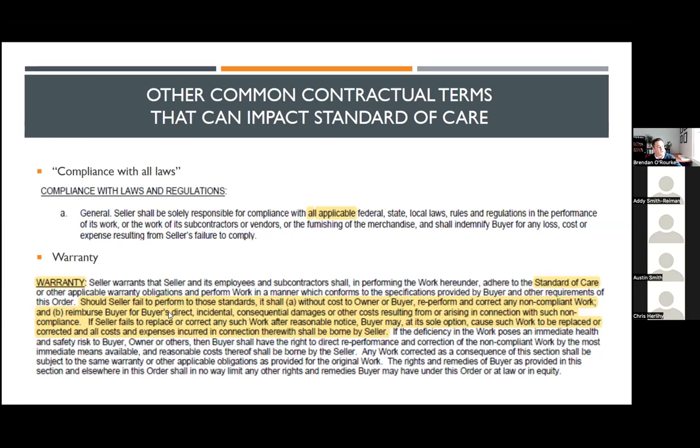Is you're on the hook for all direct, incidental, consequential damages and any other costs arising or in connection with the non-compliance. And in terms of damages, that is pretty broad. That to me reads as you're on the hook for anything under the sun or anything that may result from your breach. And that is not what the law requires. And so be on the lookout for warranties. If you see it, you're going to want to get something like that removed.